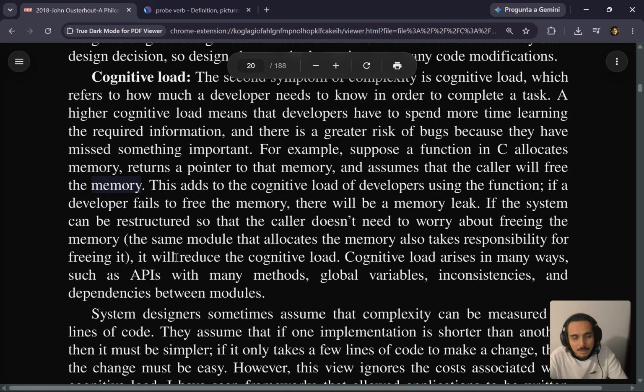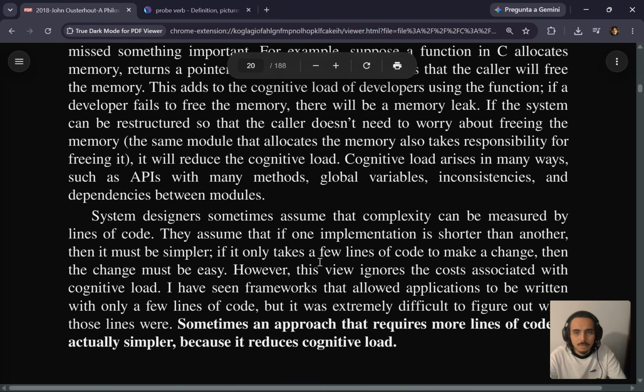You can remember to do that in one, two, three, but as the number of times you use that function starts to increase, it's simple mathematics, statistics. You are going to forget that at a certain moment. It is unavoidable. So this adds to the cognitive load of developers using the function. If a developer fails to free the memory, there will be a memory leak. If the system can be restructured so that the caller doesn't need to worry about freeing the memory, it will reduce the cognitive load.